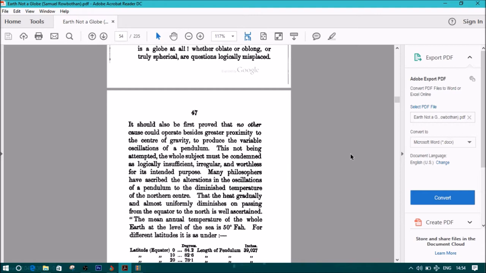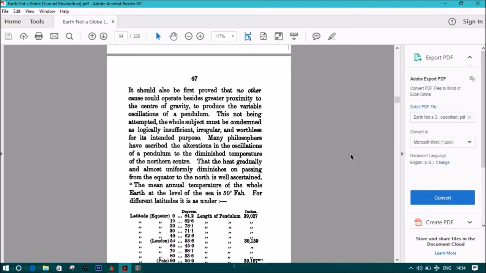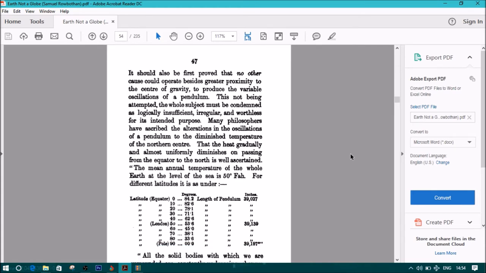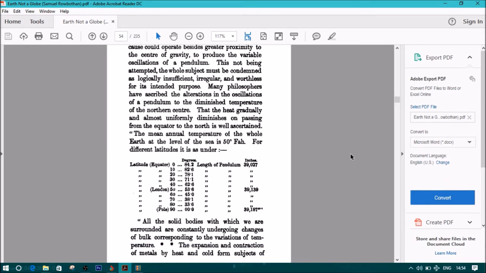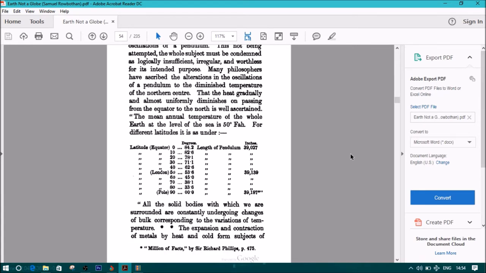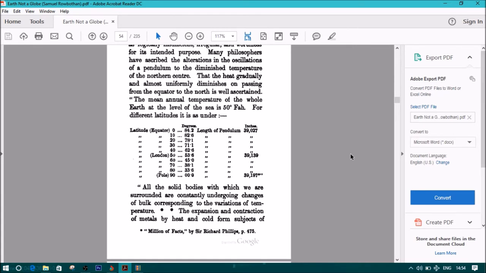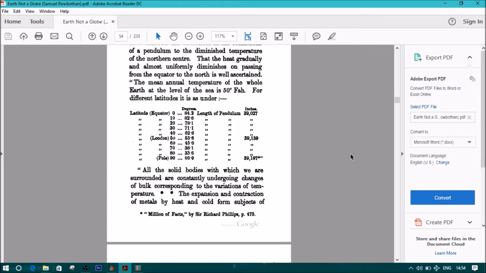Many philosophers have ascribed the alterations in the oscillations of a pendulum to the diminished temperature of the northern center. That the heat gradually and almost uniformly diminishes on passing from the equator to the north is well ascertained. The mean annual temperature of the whole Earth at the level of the sea is 50 degrees Fahrenheit. For different latitudes, it is as in this diagram.